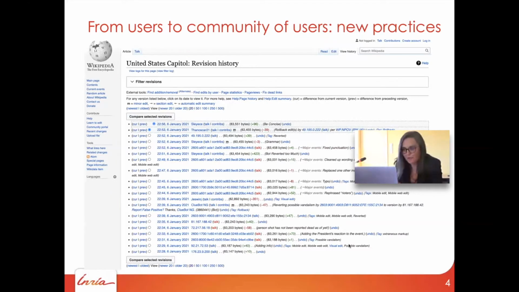Here is an example of a revision history of the Wikipedia page of the United States Capitol that was extensively modified during the attack on the Capitol on January 6th this year. We can see that there are a lot of changes that have been done in very close time. For instance, here we have 3 changes that were done in the same minute, or later on at another time 3 changes that were done in the same minute. So a real-time collaborative editing of wiki pages would be more suitable in these cases.